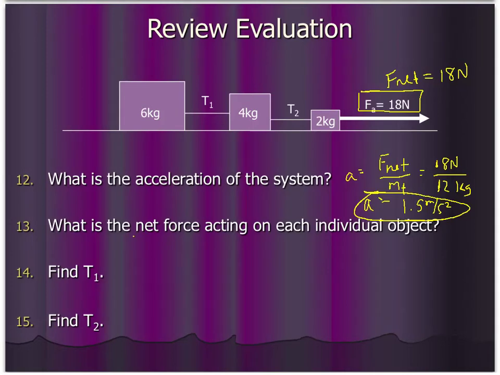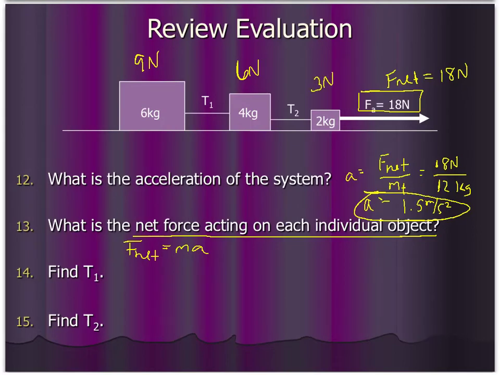Okay. Now, again, remember your next step is the net force acting on each individual object, and I find that by using F net is m times a. So 6 times 1.5 for the 6 kilogram block is going to give me an F net of 9 newtons. If I look at the 4 kilogram block, 4 times 1.5 is going to give me an F net of 6 newtons. And the 2 kilogram block, 2 times 1.5 is going to give me an F net of 3 newtons.